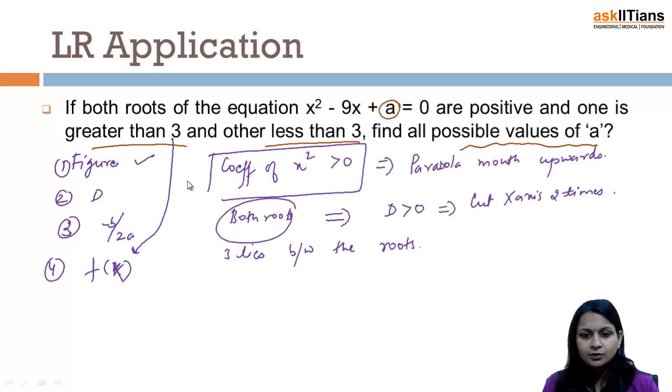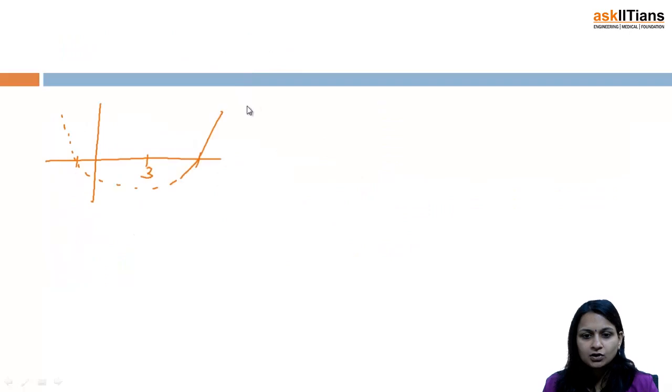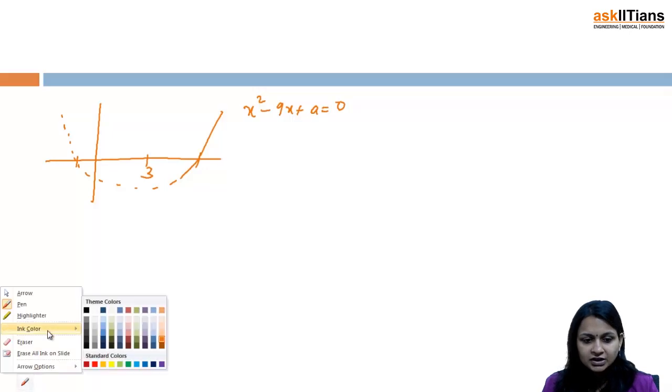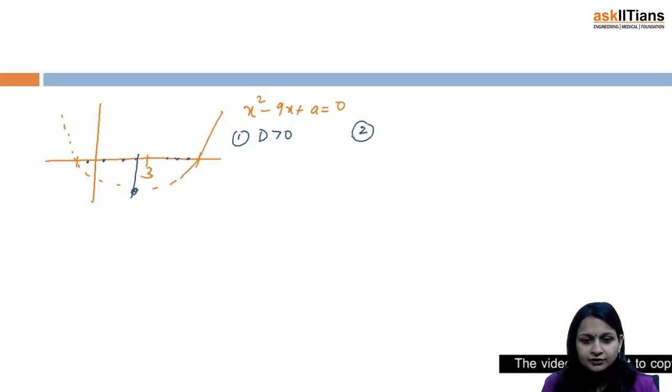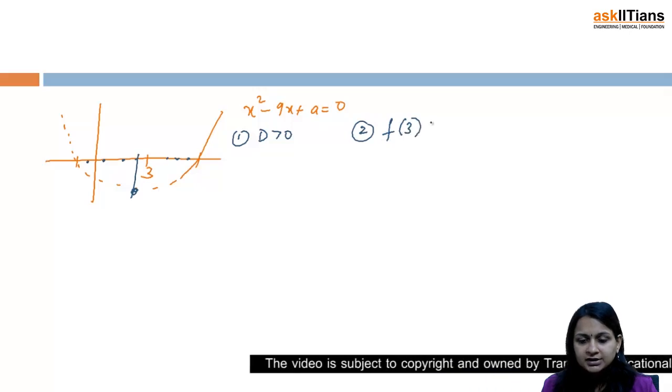So what was our equation? Our equation was x square minus 9x plus a equal to 0. Now the first condition that we will be discussing is on D. The discriminant D will be greater than 0. Second is minus b upon 2a. Can I talk about minus b upon 2a? No, because 3 can be located anywhere. The point at which the minimum value occurs can be less than 3 or greater than 3 also. So f of 3 here is always negative.